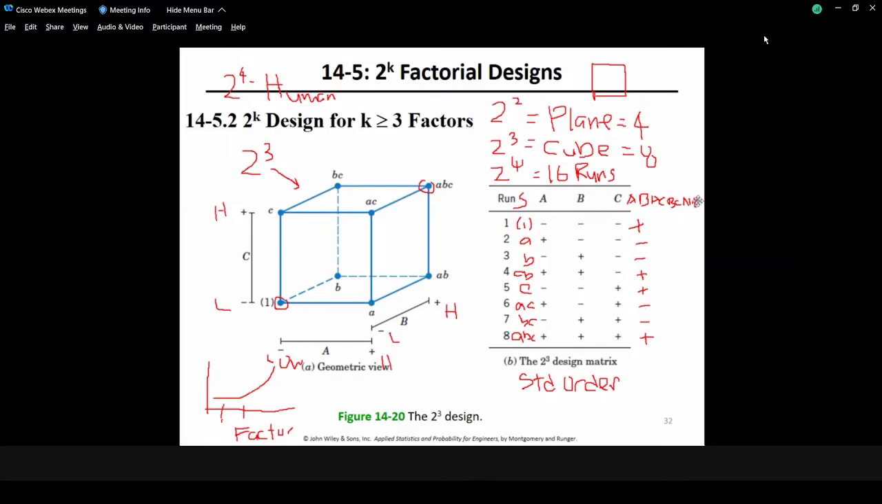If you want to know ABC, maybe the last column, you just multiply column A by column B by column C. ABC should be negative, right? Negative. This one should be positive. This one should be positive. This one should be negative. This one should be positive. This one should be negative, negative, and positive.